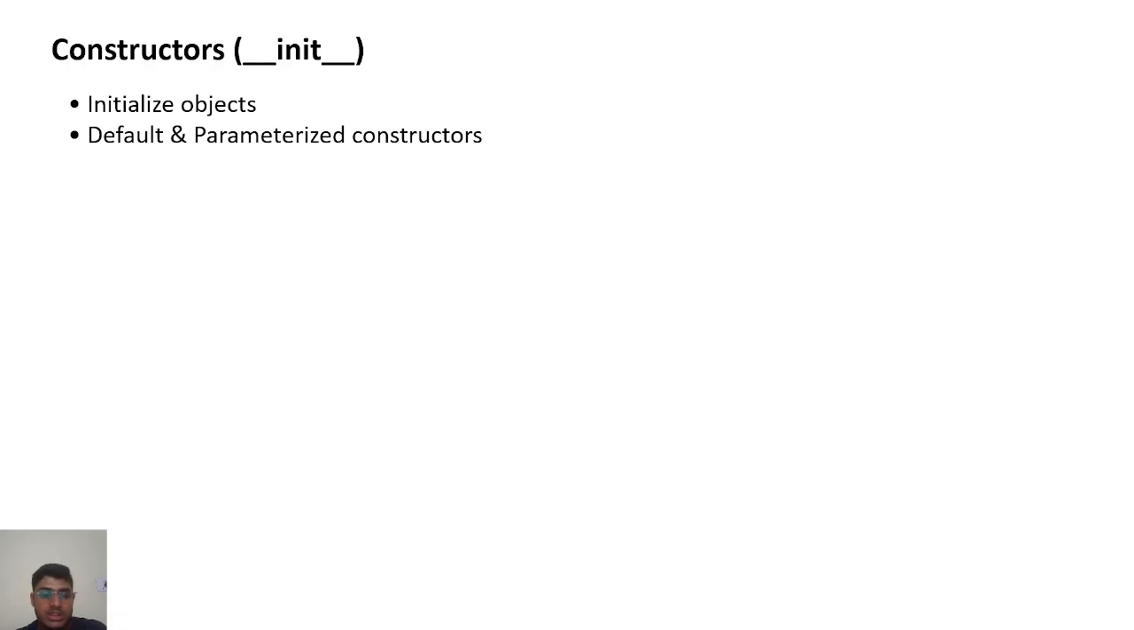There are some key points. The constructor is a special method called __init__. It runs automatically when an object is created. It is used to initialize the object's attributes. Constructors can have parameters to assign different values to different objects.